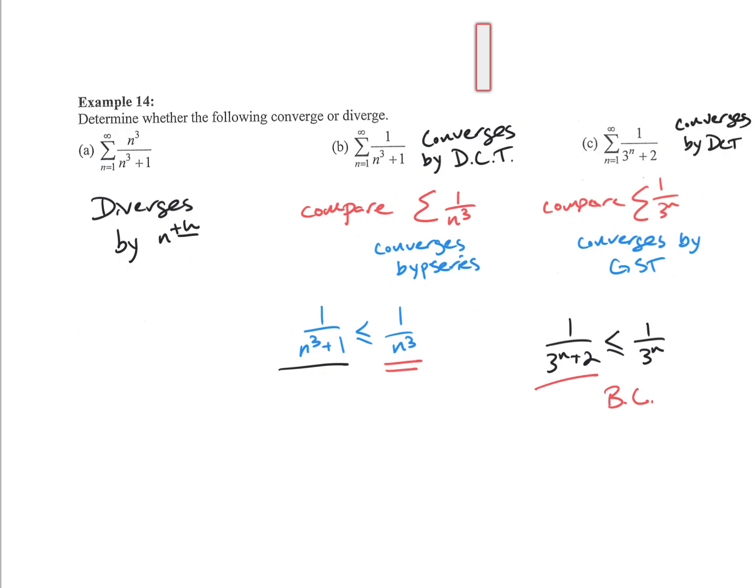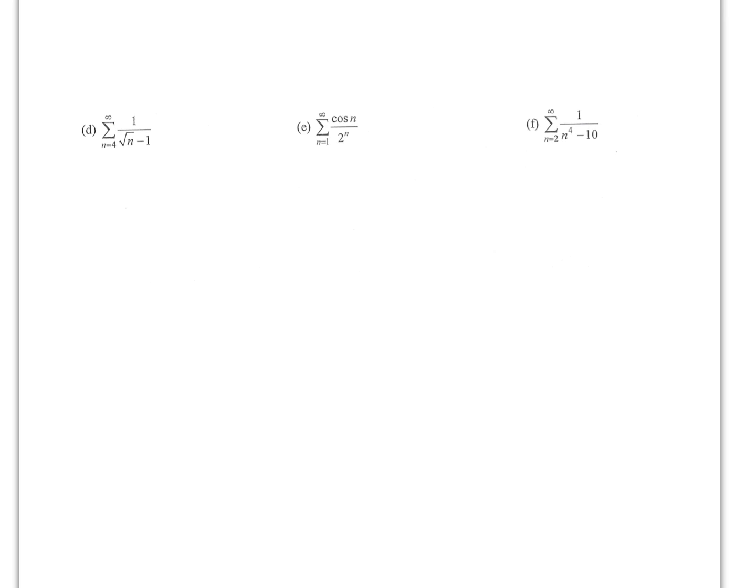All right, so on this one, I now have 1/√n minus 1. So what do we need to do? Compare it. What do I compare it to? 1/√n. So I'm comparing to my summation of 1/√n. What do I know that thing does? That one diverges by p series. Why does it diverge? Exactly, because that has a power of 1/2.